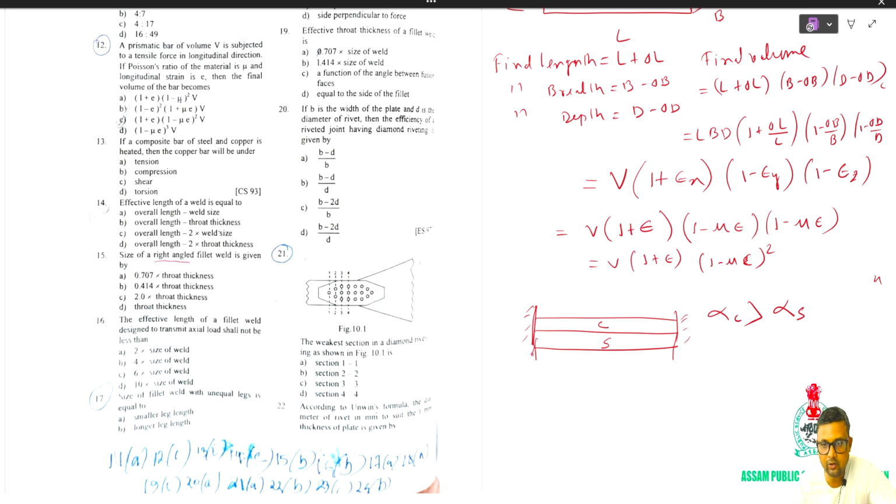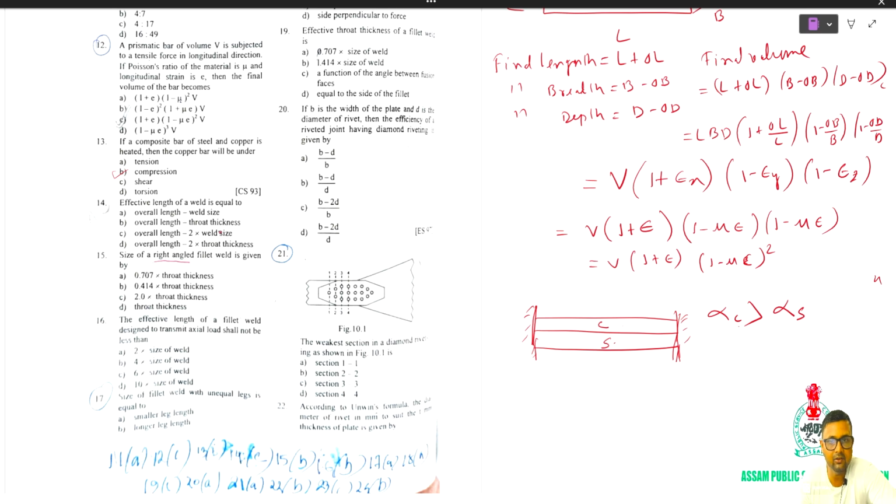But as this is a composite material and this is under a fixed support, the total length cannot increase. The total length has to be the same. So as alpha C is more than alpha S, the copper will try to expand more compared to steel. But the total length has to be the same. To keep the length the same, copper will come under compression and steel will come under tension. Only in that case will the total length be the same. So the copper bar will be under compression. That will be right.